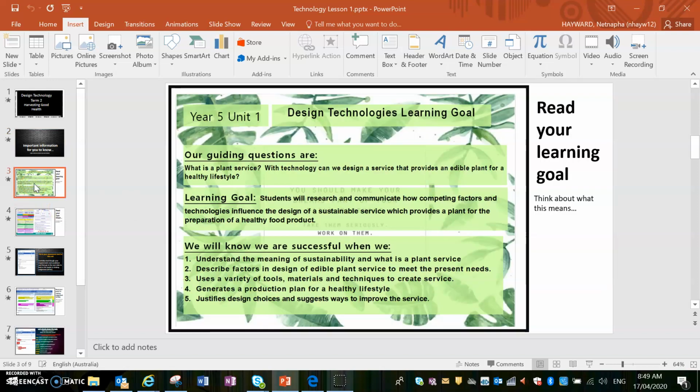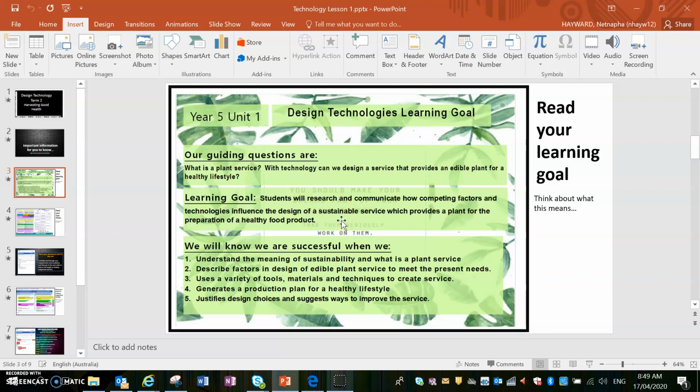Unit 1 for Year 5, a learning goal for design technology will research and communicate how competing factors and technologies influence the design of a sustainable service, which provides a plan for the preparation of a healthy food product. Okay, so there's a couple of keywords in there, and throughout this PowerPoint, we will actually be looking through, pointing out some keywords and making sure you have a clear understanding of what you have to achieve, the learning goals Mrs. A just read.